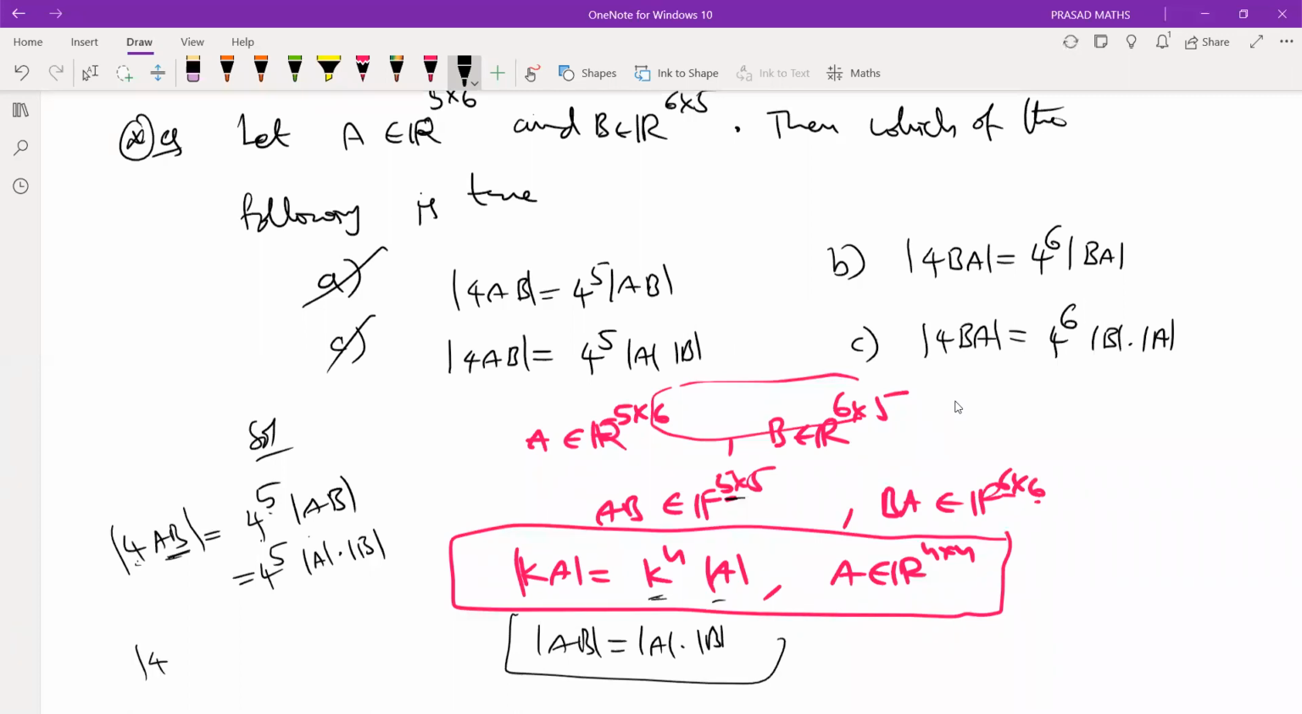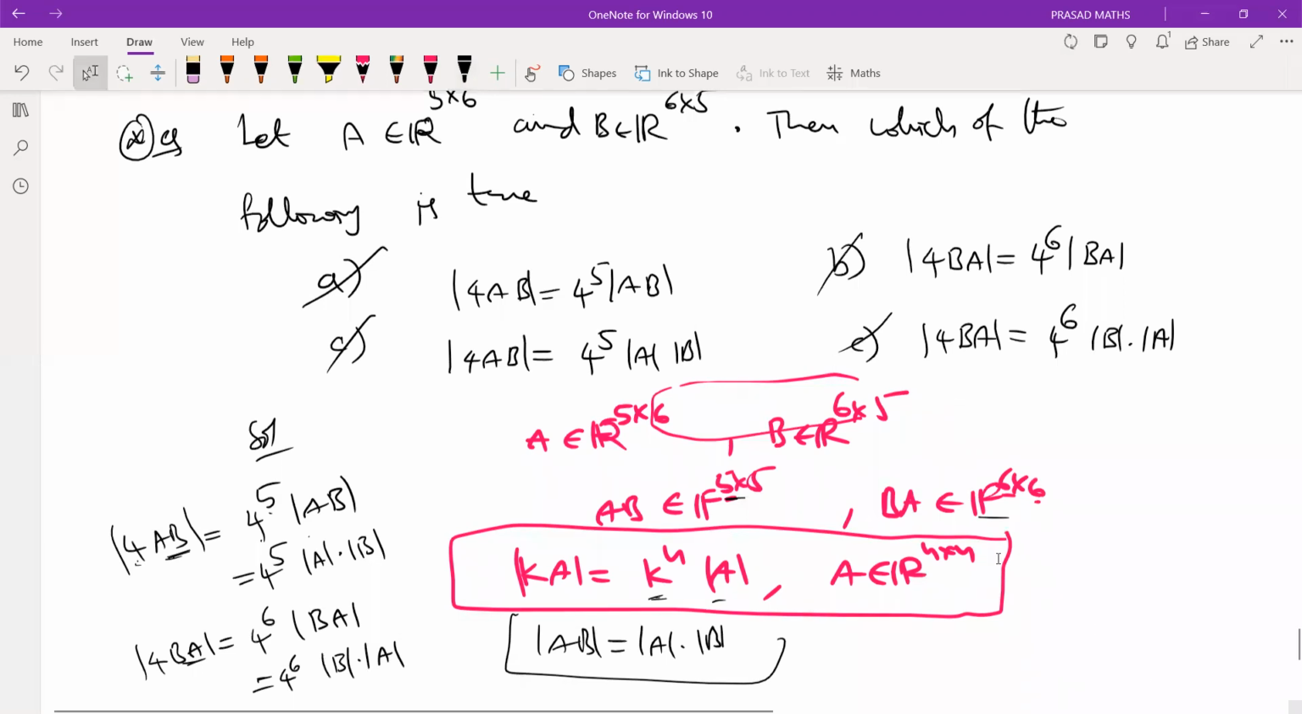Similarly, 4 into det BA: what is the order of BA? It is 6 by 6. Therefore, 4 power 6 det BA. So this answer is right. This can be written as 4 power 6 det B into det A. Therefore, this answer is also right. Therefore, all 4 answers are right. Is it clear? Is it clear, all of you? Okay, sir.